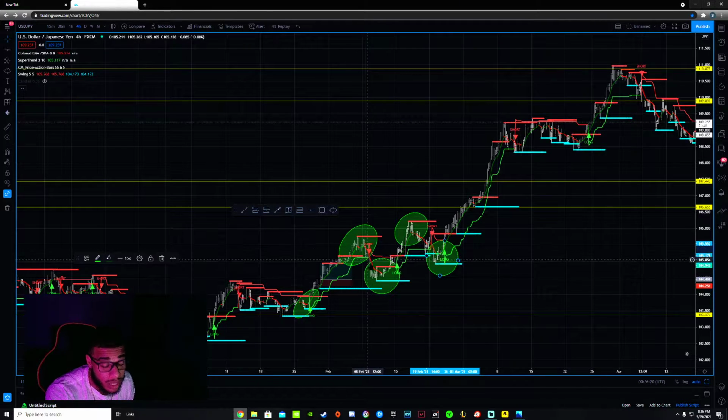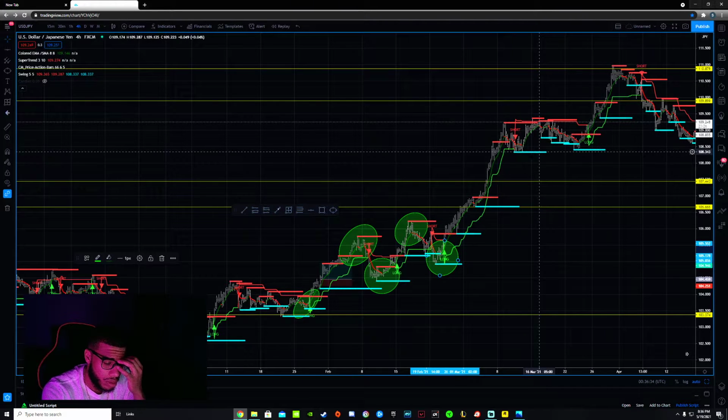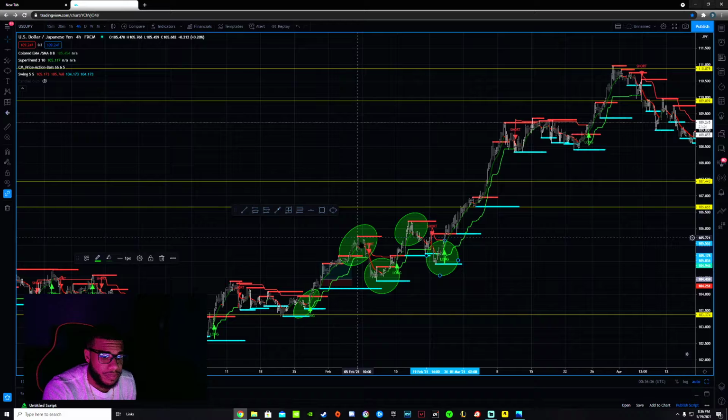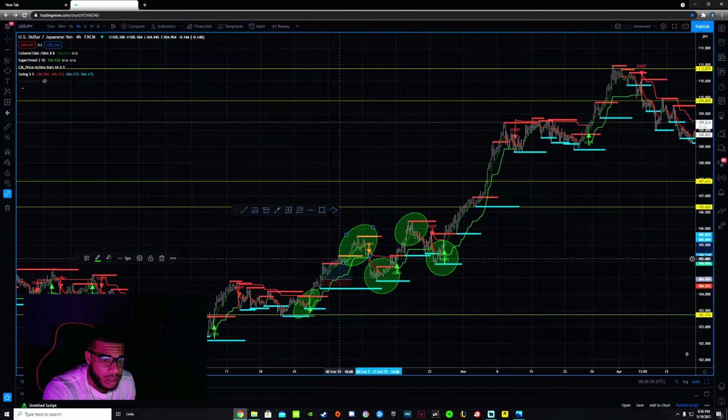But if you had just waited for that retest of this area down here for that higher low to form, and you would have bought here and put your stop loss probably right here, you would have been Gucci. You would have made all this money. You would have been chilling. So that is the first trend.